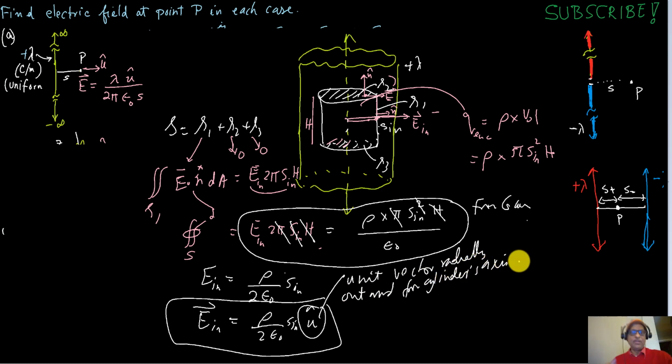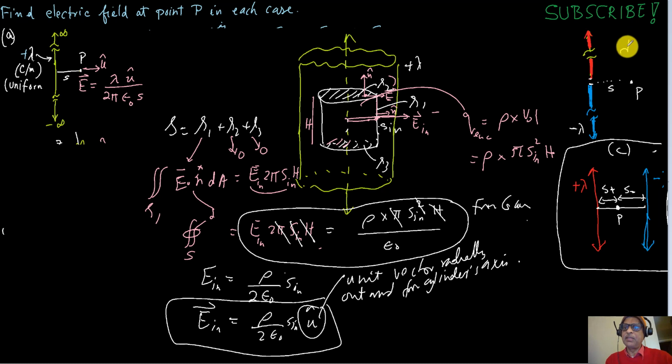Okay, so these are two really typical problems in Gauss's law. I wanted to address another problem. This is the C. I want to address this problem, and then D is something where you can't use Gauss here.